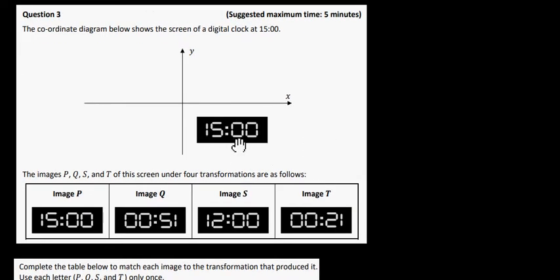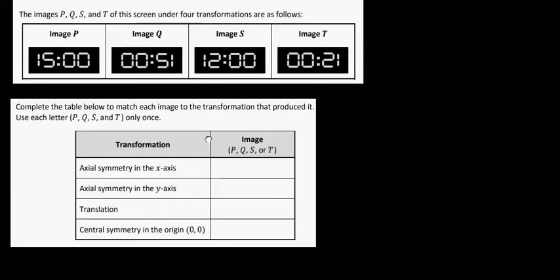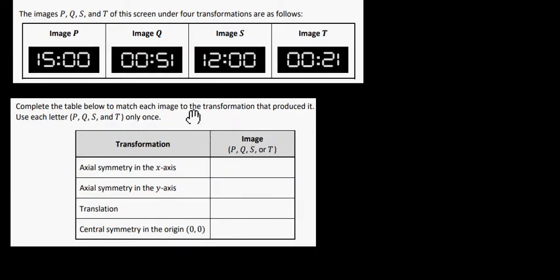So you've got the object here and you've got 4 images here, P, Q, S and T. So what we've got to do here is complete the table below to match each image to the transformation that produced it. Use each letter P, Q, S and T only once. So you've got to write those in here. So axial symmetry in the x-axis is the first one.